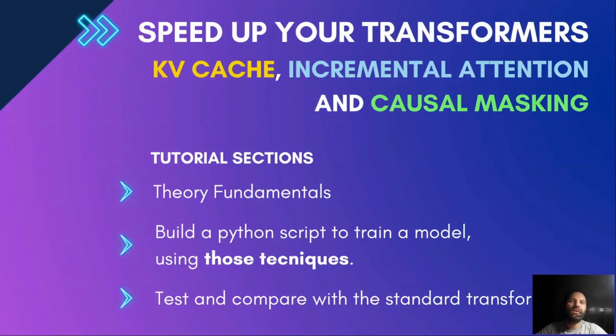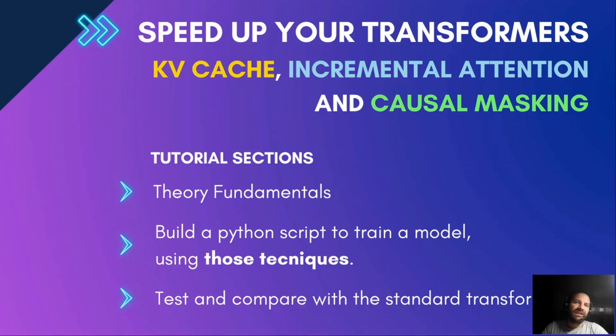Hello everyone, welcome back to our series on transformer architectures and optimizations. In this video, we're going to focus on three powerful techniques that have revolutionized how modern language models generate text. I'm talking about KV cache, incremental attention, and causal masking. Let me explain the benefit of each.